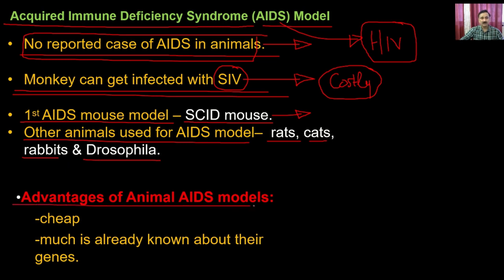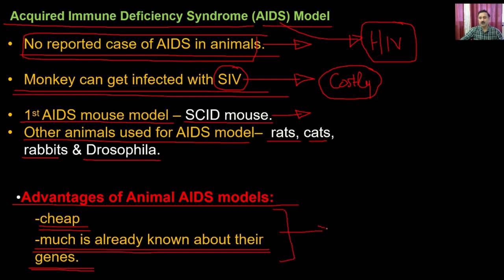The advantage of the AIDS model is that it is cheap, and also, since you know the function of most of the genes present in these animals, you can understand the contribution of the additional factors you are going to put into these transgenic mouse models, and you can also understand if there will be any change happening.